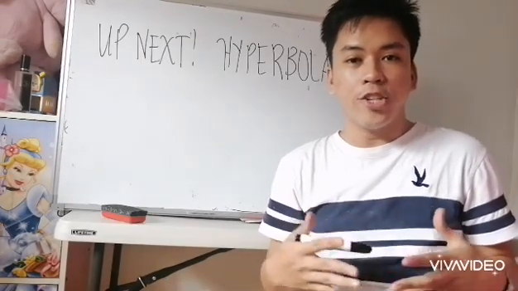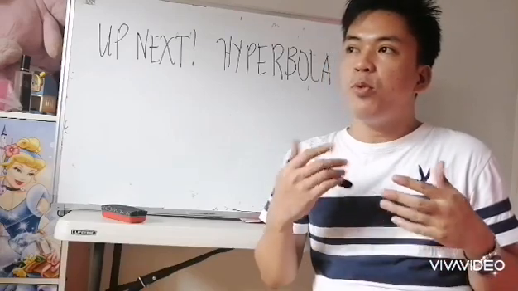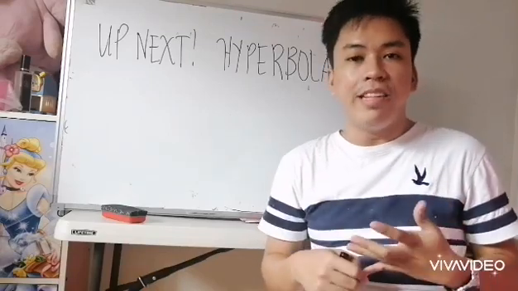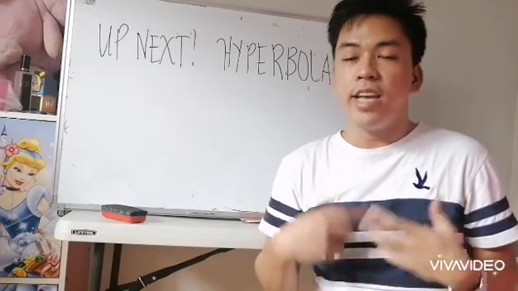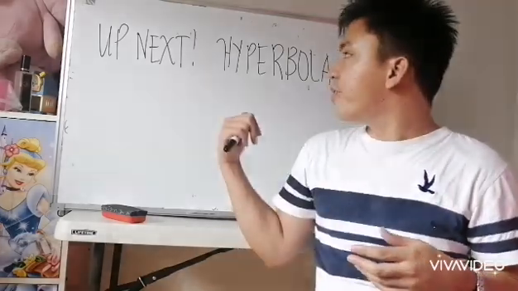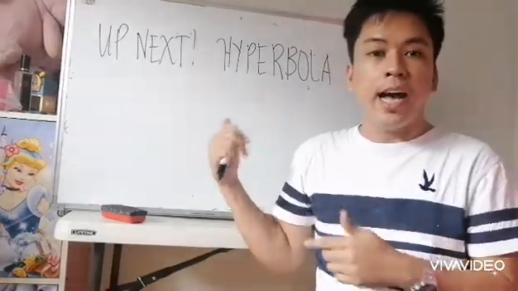Thank you so much for watching. So we've done so far a circle as a conic, parabola as a conic, and ellipse as a conic. Up next will be the next conic section, which is the hyperbola.